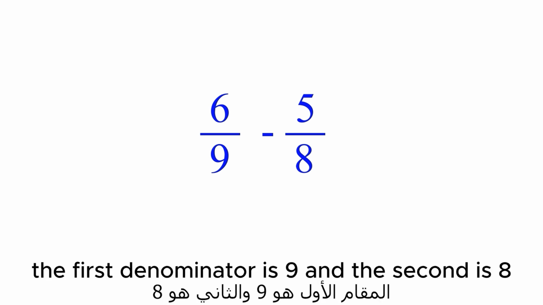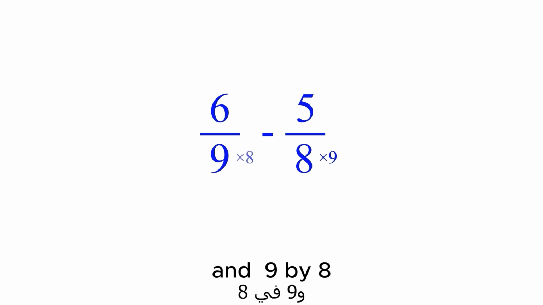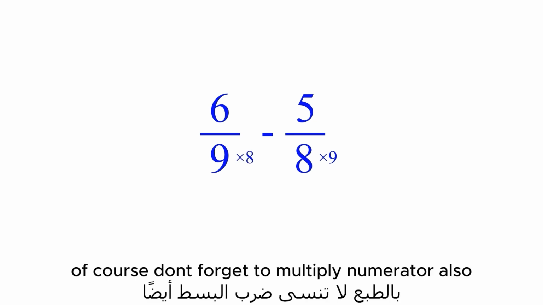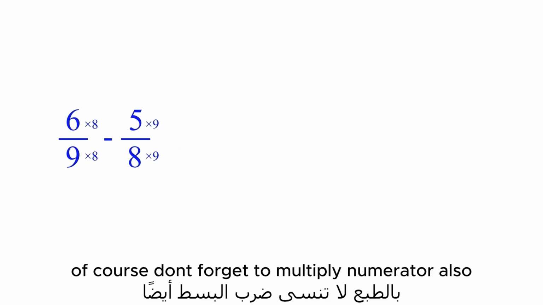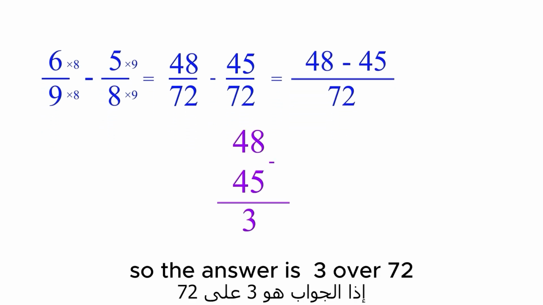The first denominator is 9 and the second is 8. So multiply 8 by 9 and 9 by 8. Of course, don't forget to multiply the numerator also. Now put them over the same denominator. Subtract them, so the answer is 3 over 72.